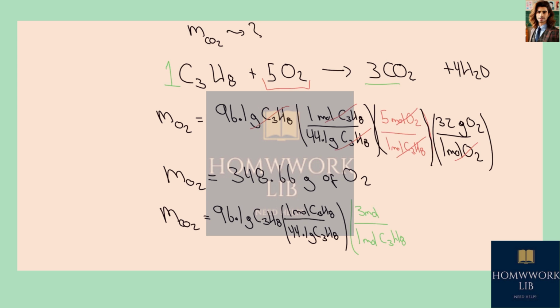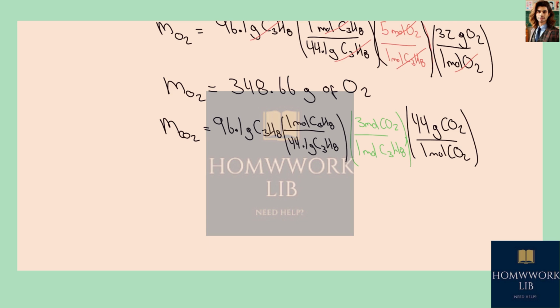Corresponds to 3 mole of CO2. And finally, for carbon dioxide, the molar mass is going to be equal to 44 grams per mole. So this is going to be our factor. 44 grams of CO2 corresponds to 1 mole of CO2. With this, the mass of CO2 that is going to be produced is going to be equal to 287.65 grams of CO2. And these are going to be our final answers.